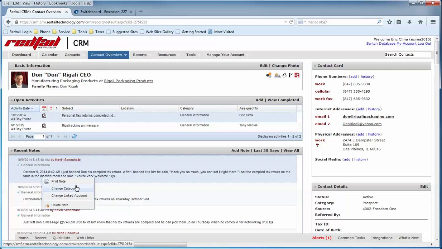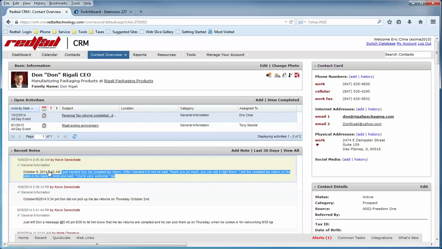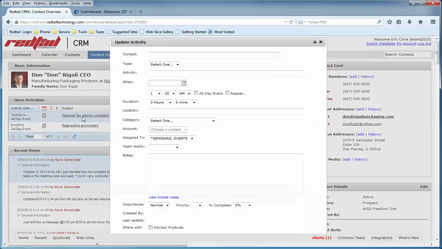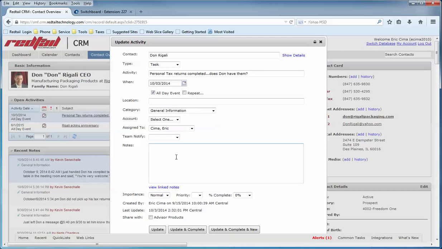So this note here can simply be put inside. So I'm going to copy this. I'm going to highlight it and hit Control C. I'm going to open this up. And the notes could have went here that the task is to make sure Don has his tax returns. Here we're indicating that someone gave them to him, in this case Kevin. That's the way to complete that task. We would hit update and complete, and then they would fall into the notes here.